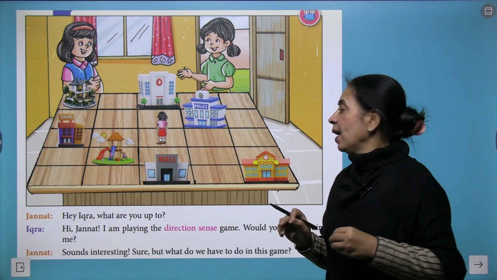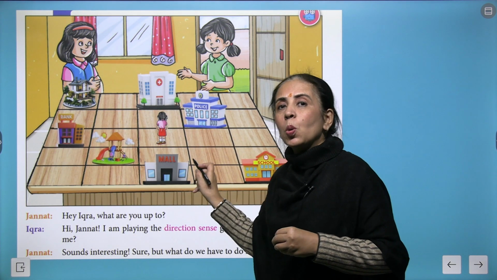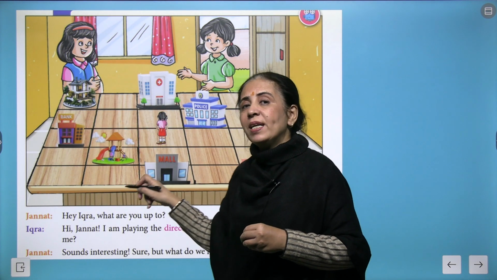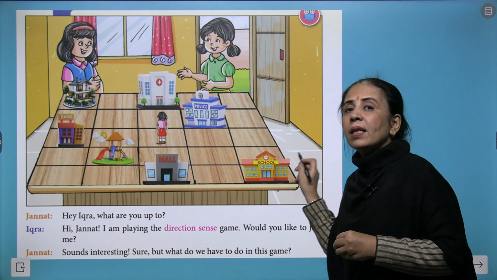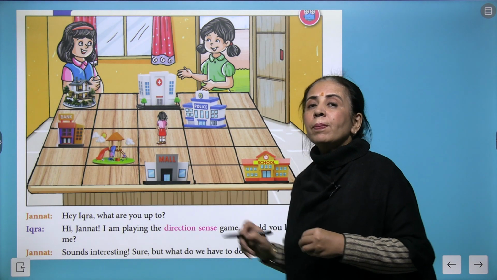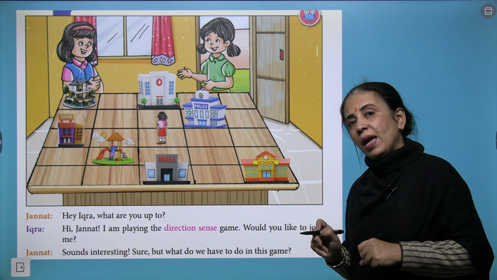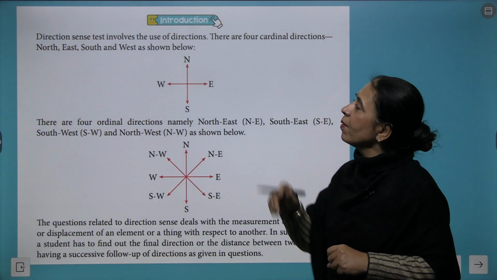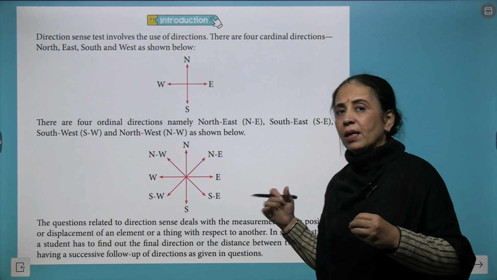Further, they are playing the game which is indicating the clockwise 90 degree, 180 degree or the anti-clockwise 90 or 180 degree, and they are analyzing that which building will lie in which direction. So very interesting game, and they are really enjoying understanding the concepts.